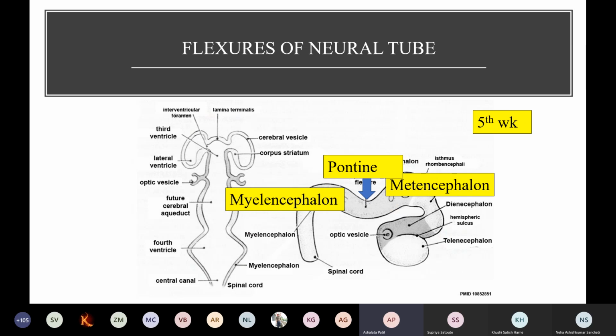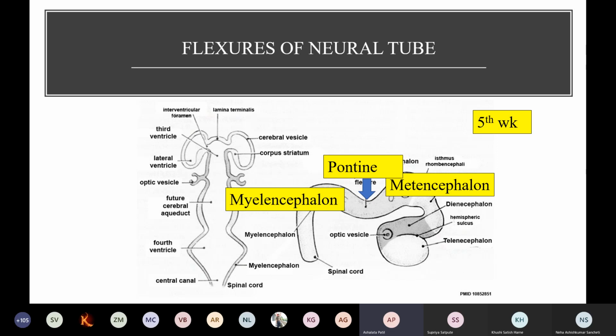Then by the fifth week, we have seen the subdivisions of these major vesicles. Prosencephalon divided into telencephalon and diencephalon. Rhombencephalon divided into metencephalon and myelencephalon. So the third flexure appears in the rhombencephalon. The caudal part is the myelencephalon, continuous with the spinal cord, and next to the mesencephalon is the metencephalon.